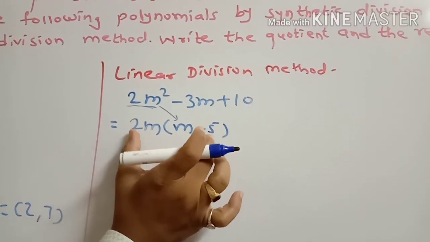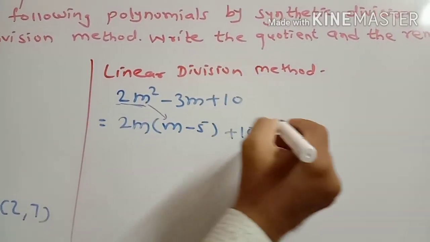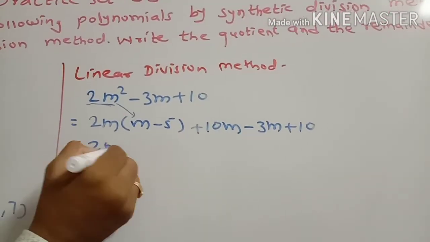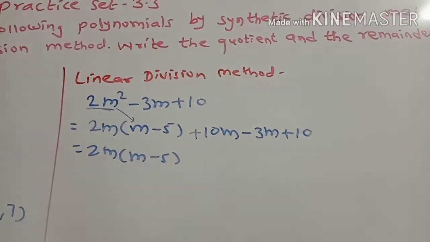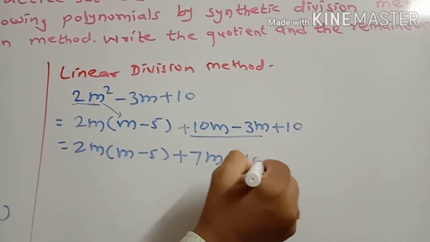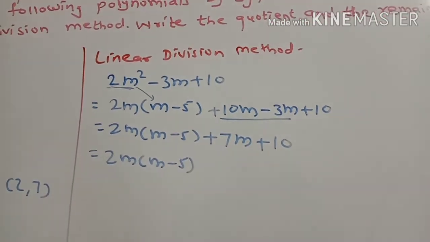Minus 10m, the opposite of minus 10m is plus 10m. Then write the remaining terms as they are. Then 2m into m minus 5 as it is. Take the subtraction of this, 7m plus 10.